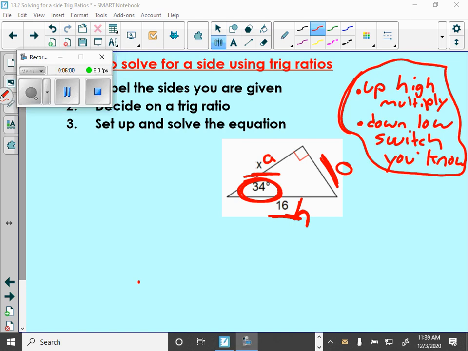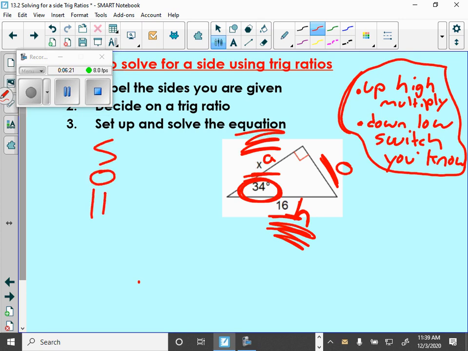So we have an O, an A, and an H labeled. Only two of those letters are being used in this trig function. What two letters are being used? H and A. So you go back to SOHCAHTOA. Which trig function uses A and H? S, C, or T? C, which is cosine. So you set this problem up as cosine of the angle. What's the measurement of the angle?